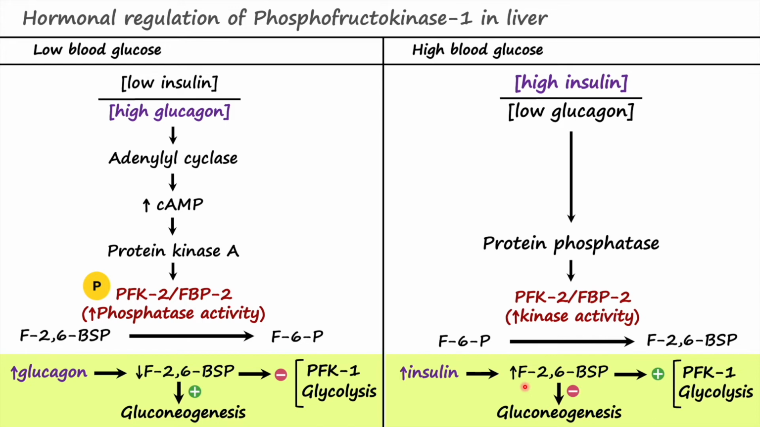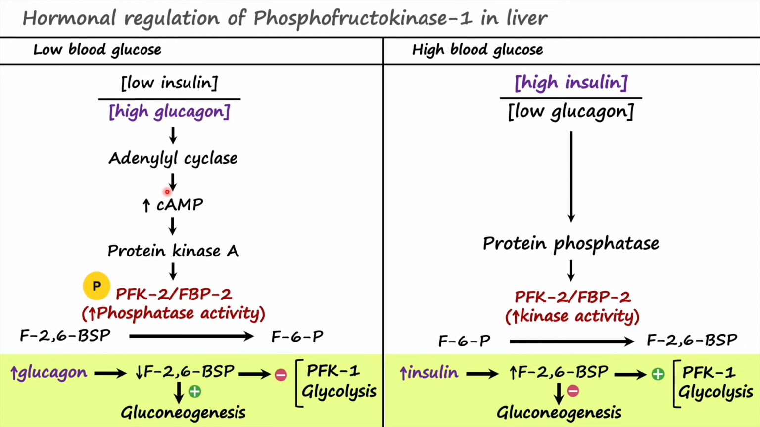So the main function of fructose 2,6 bisphosphate is to make sure that glycolysis and gluconeogenesis are not both activated or inhibited at the same time. It is to make sure that these two pathways are regulated according to the need of the cells, or according to the nutrient status of the cells. So this is the overview of allosteric and hormonal regulation of the phosphofructokinase 1 enzyme, which carries out the second irreversible reaction in the glycolysis pathway.